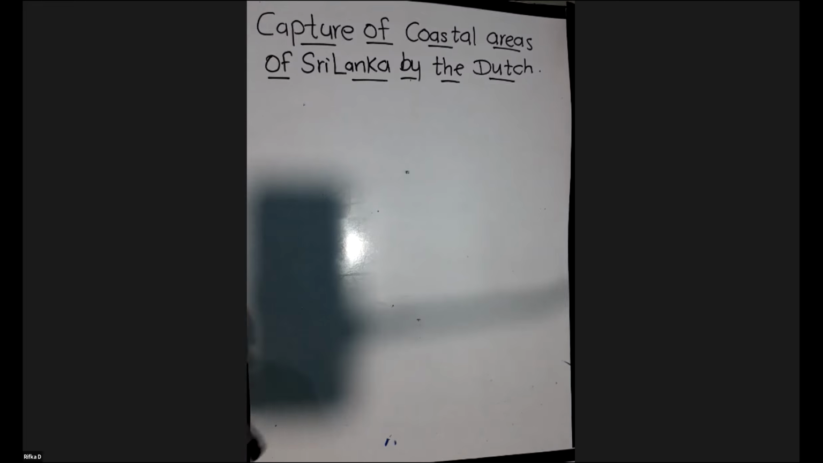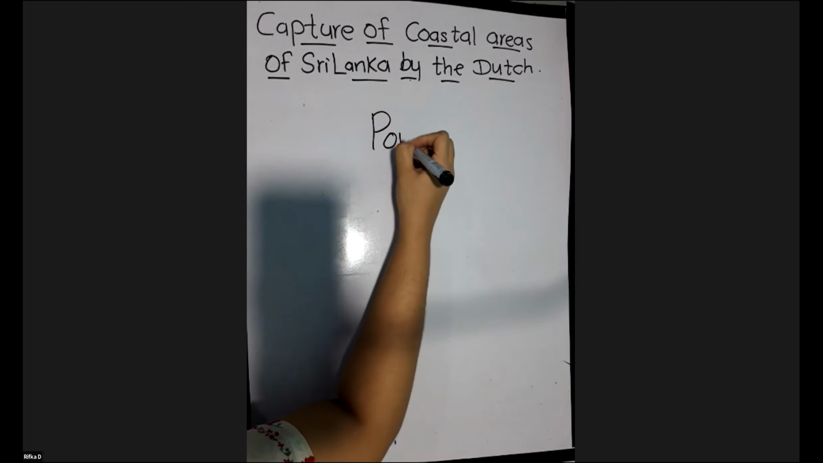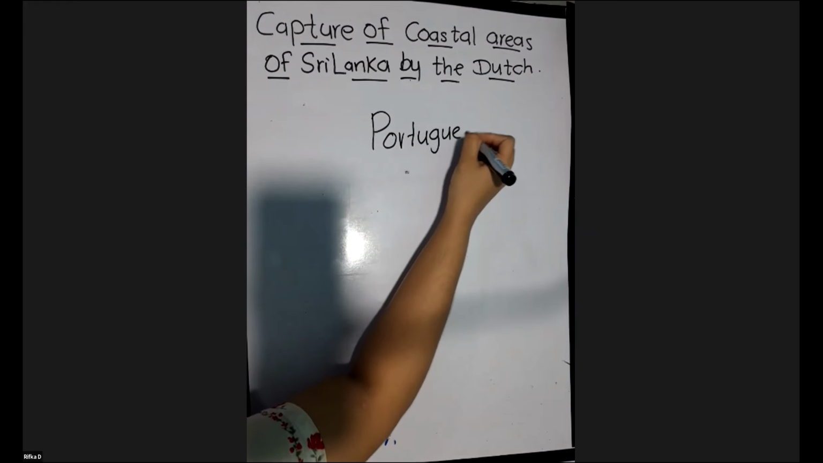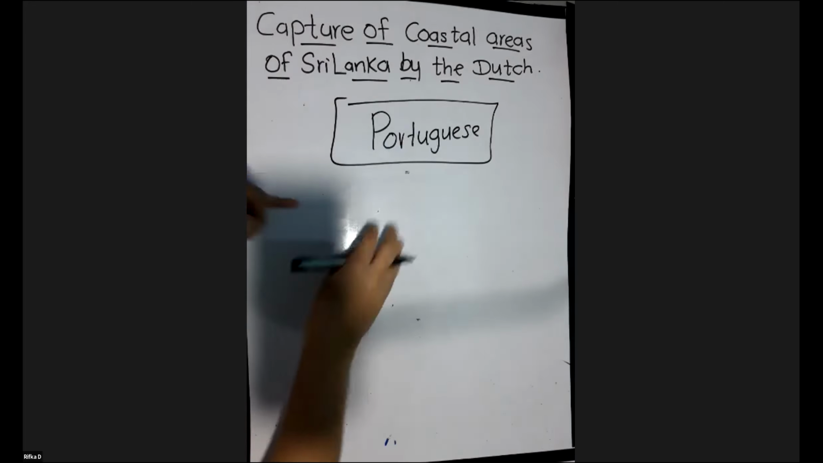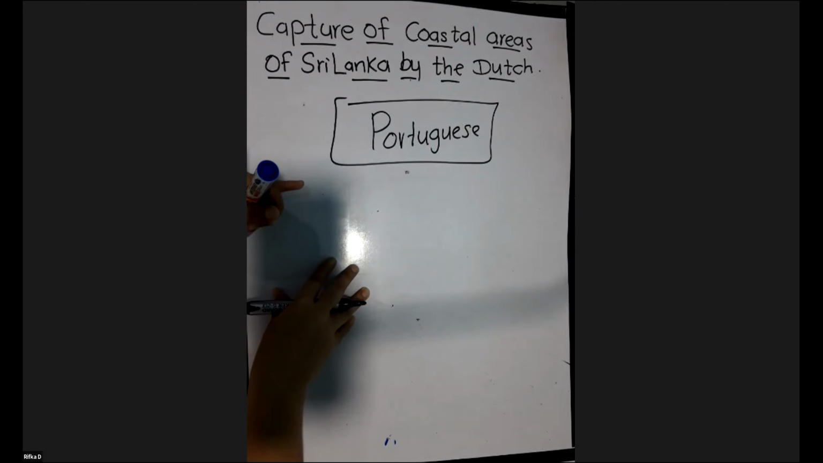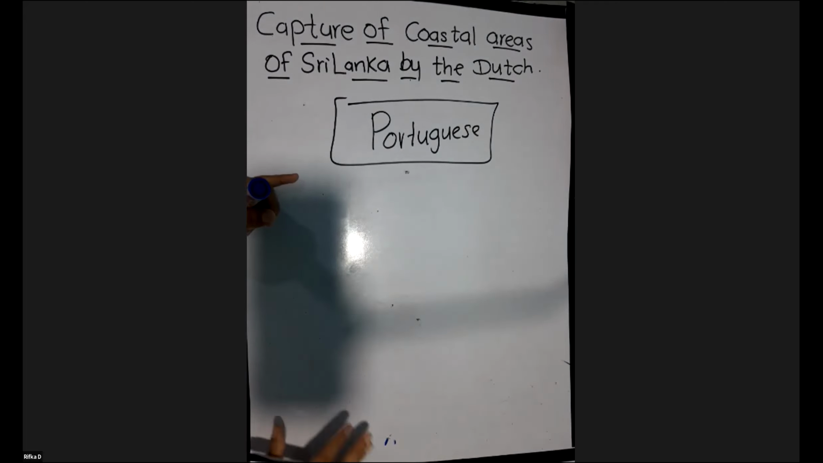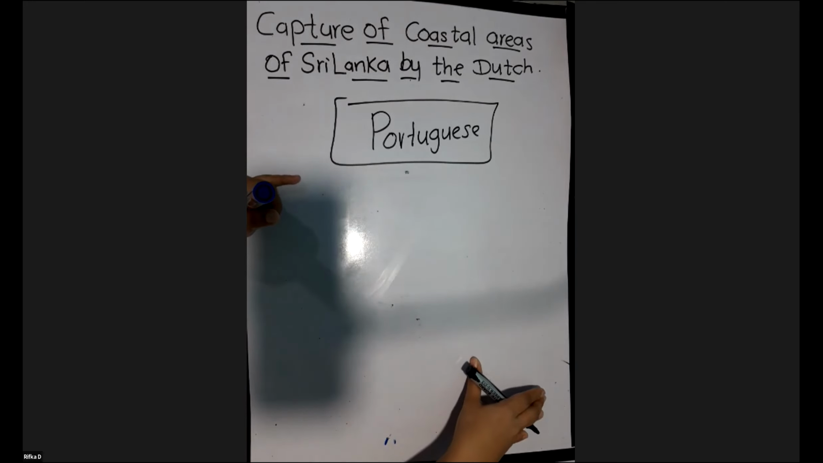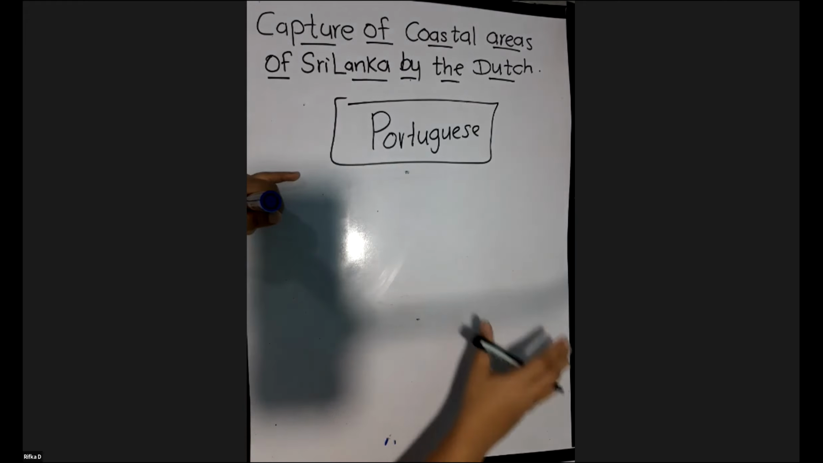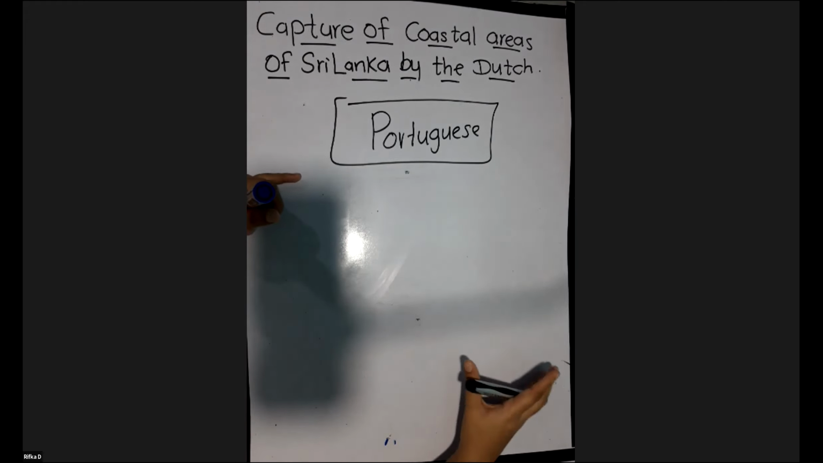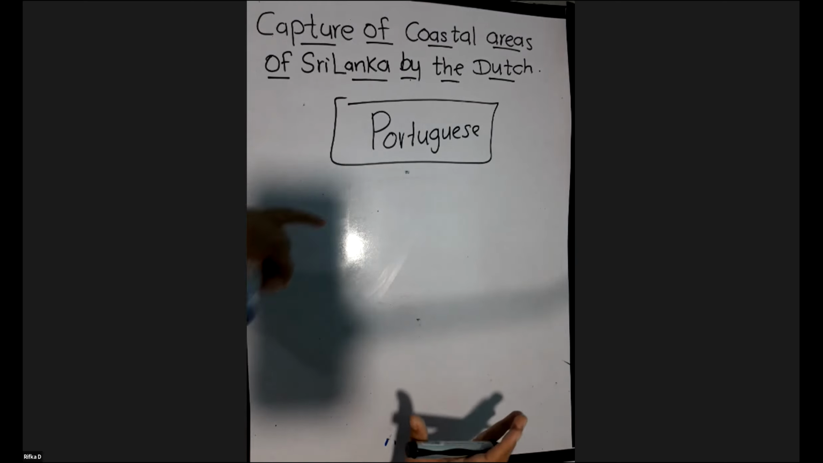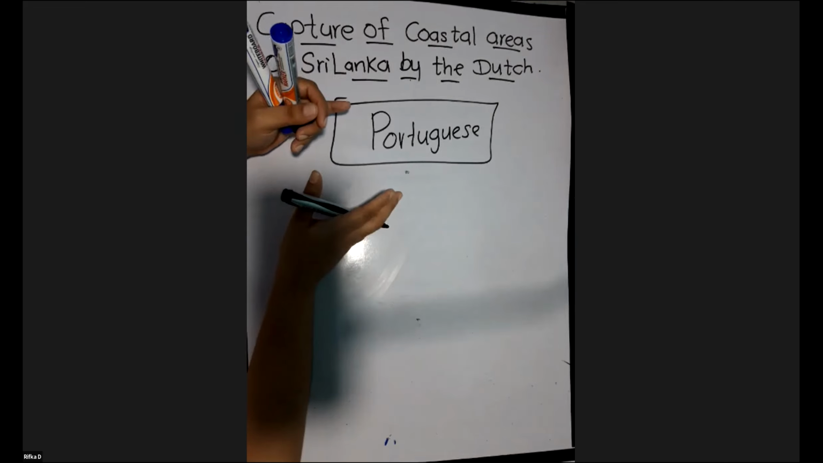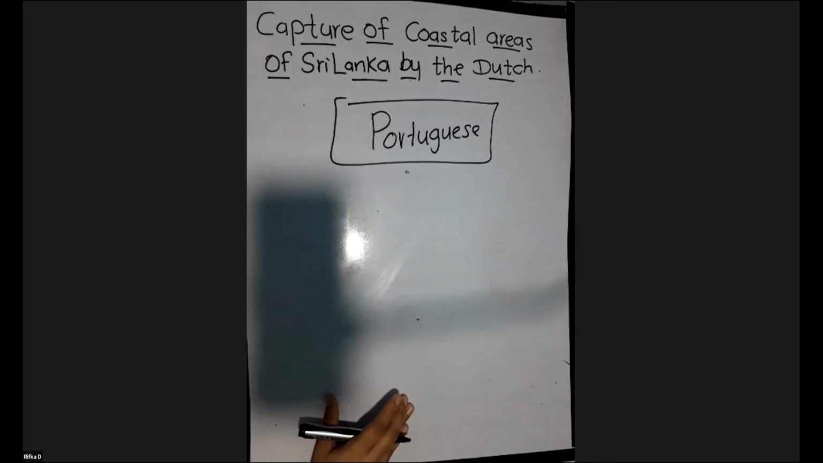Okay, now you know what, these Portuguese had a fear that anytime any of the other Western nations could find the route to Asia. Imagine, children, if other nations get to know the route to Asia, what will happen? They will also come to Asia. They will start to obtain the goods. So the trade monopoly, which was in the hands of the Portuguese, will go to the other European nations also.